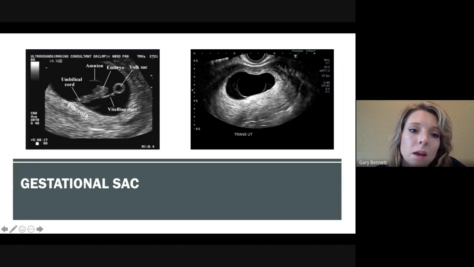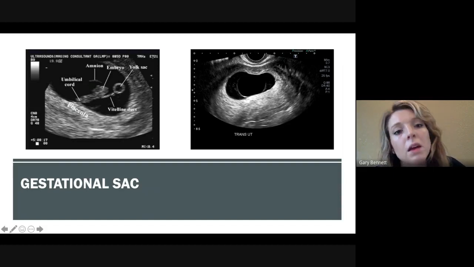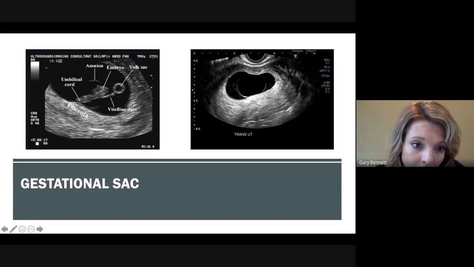This is going to be the head. This is going to be the rump. So we would measure our crown rump length from this tippy top here down to the bottom here. You can actually see the umbilical cord on this one, inserting right into where that placenta is going to be forming right here. This here is the amnion.